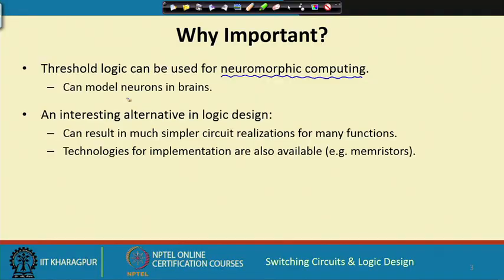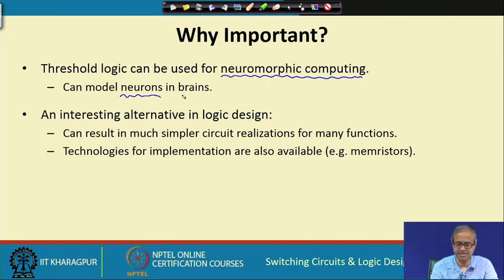So, if you have a way to build a threshold gate, then using threshold gates you can possibly model the brain also. This is called neuromorphic computing. So, you can model the neurons that are present in the brain. Well, if you forget neuromorphic computing, even in conventional logic design, this can be considered as an interesting alternative, because we shall see a few examples that you can get much simpler circuit realizations for many functions, not all functions of course.